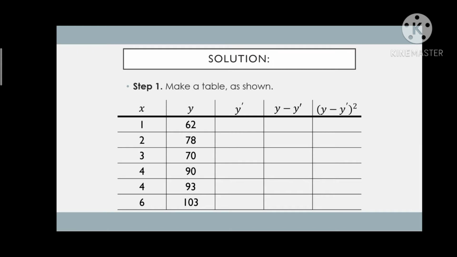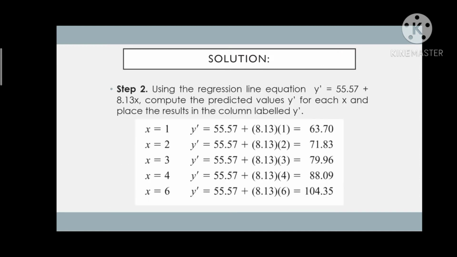Step 1. Make a table. In column 1, input the X values. For column 2, input the Y values. In column 3, predicted Y prime values. In column 4, difference of Y values and predicted values. For column 5, square the difference of Y values and predicted values.